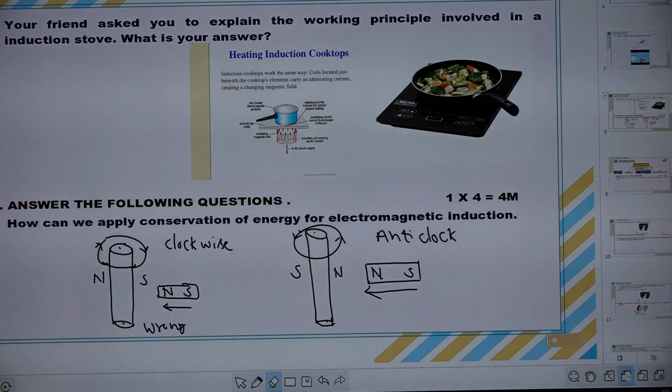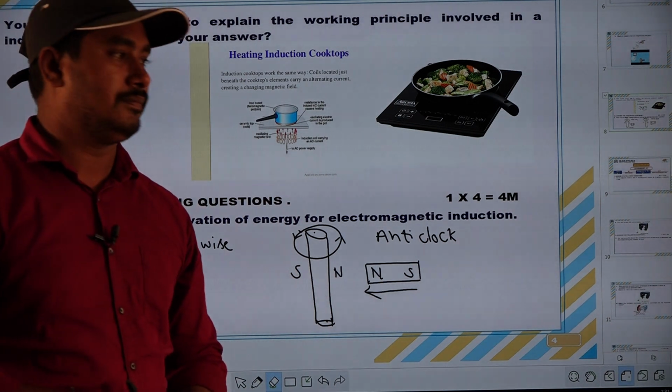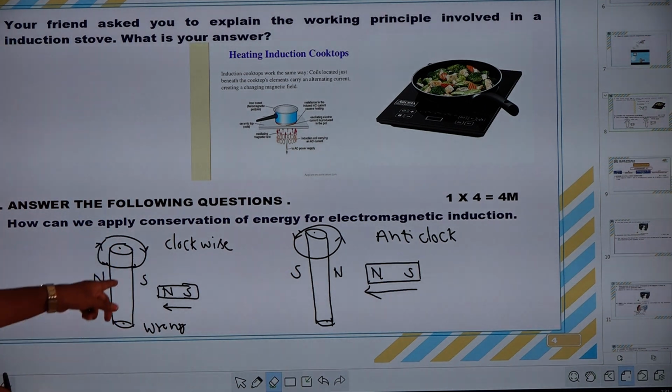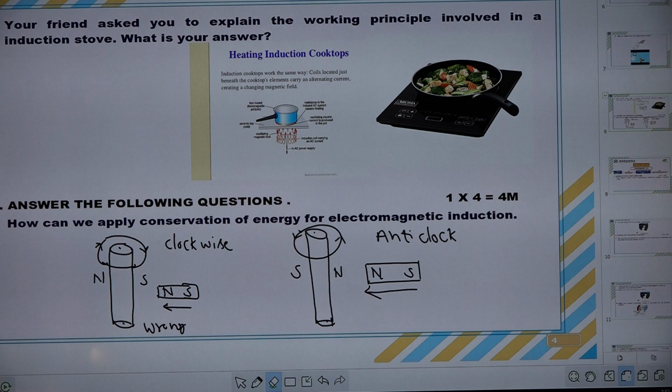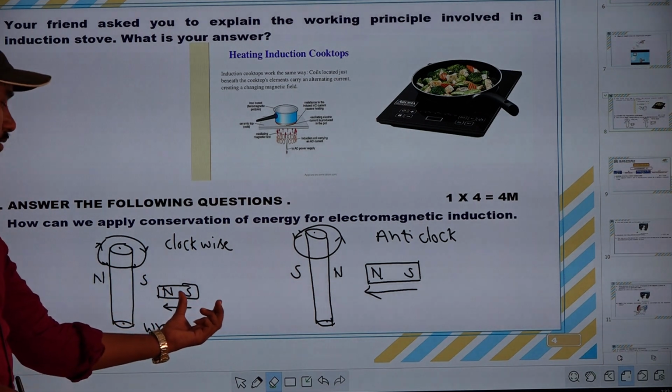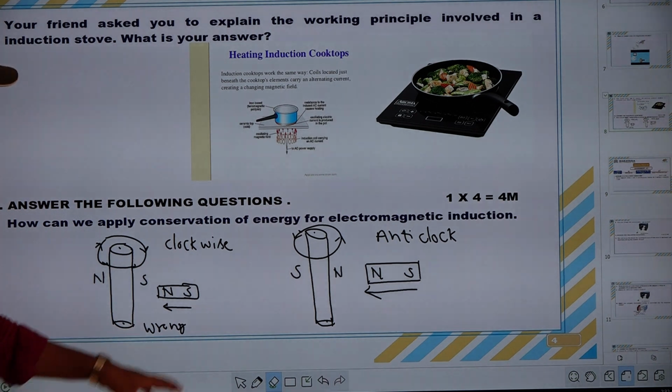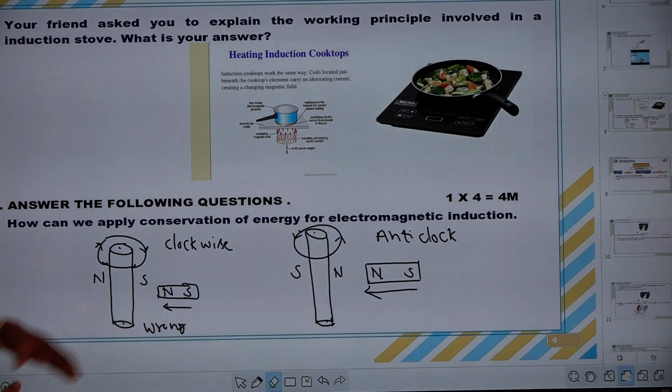Next, coming to the fifth question: how can you apply conservation of energy to electromagnetic induction? See here the picture, here we have taken one coil of wire. This is the current carrying wire. So here we have taken one bar magnet. The bar magnet moves, the north pole of the bar magnet moves towards the coil, the current carrying wire.